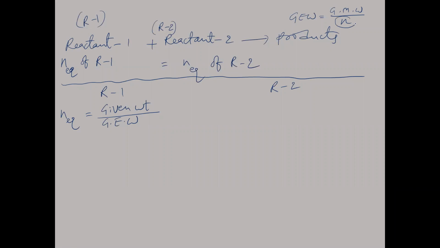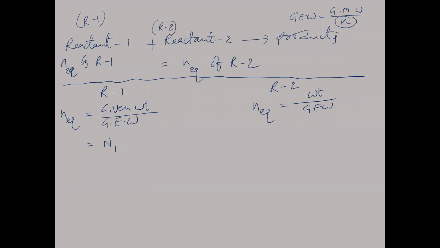We must know the N factor calculation. N factor of H2SO4 is 2. N factor of NaOH is 1. N factors of different substances we have already discussed. So given weight by gram equivalent weight will give the number of equivalents, and the same thing we use for the second reactant as well. Is that clear?